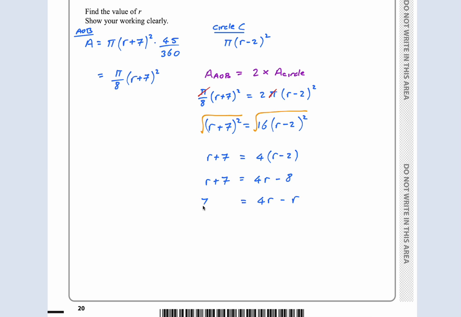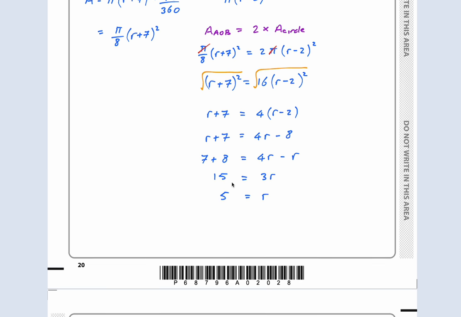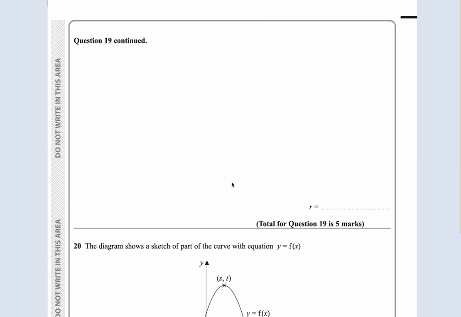7 plus 8 here. Okay, fine. 4r minus r is 3r. 7 plus 8 is 15. And finally, r is equal to 15 divided by 3, which is 5. So it's not the radius, it's just the value of r. It's 5, and that's correct. Okay. That's question 19. It's worth 5 marks, guys, and the answer is 5 as well.